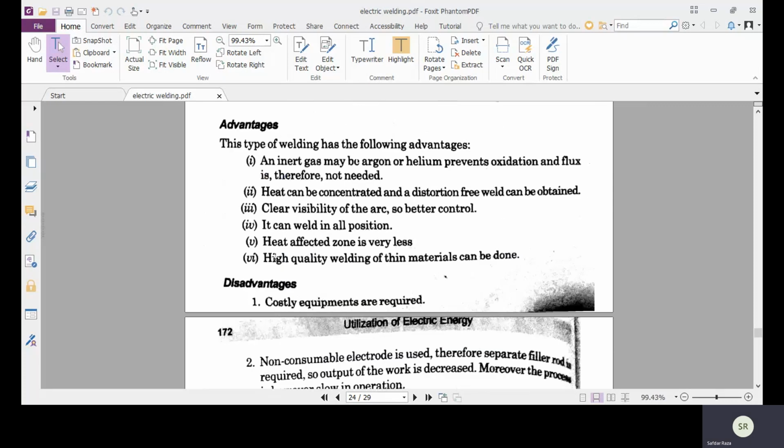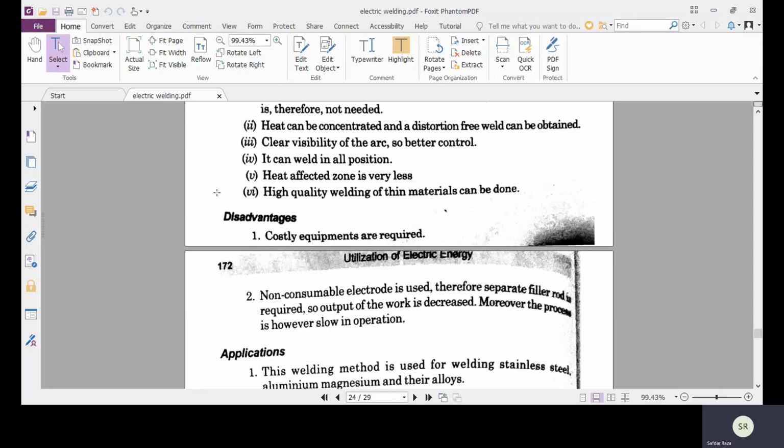Now, what are the advantages of this type of welding? Number one, an inert gas, which may be argon or helium, prevents oxidation and flux is therefore not needed. Heat can be concentrated and a distortion-free weld can be obtained. There is clear visibility of the arc, so better control. It can weld in all positions. The heat affected zone is very small. High quality welding of thin materials can be done.